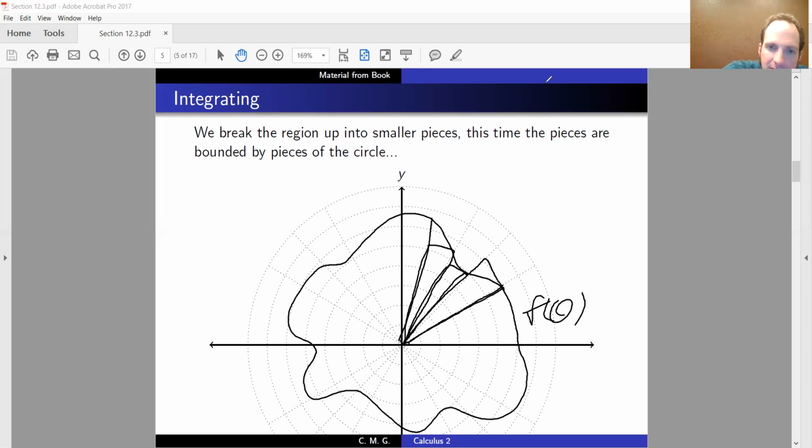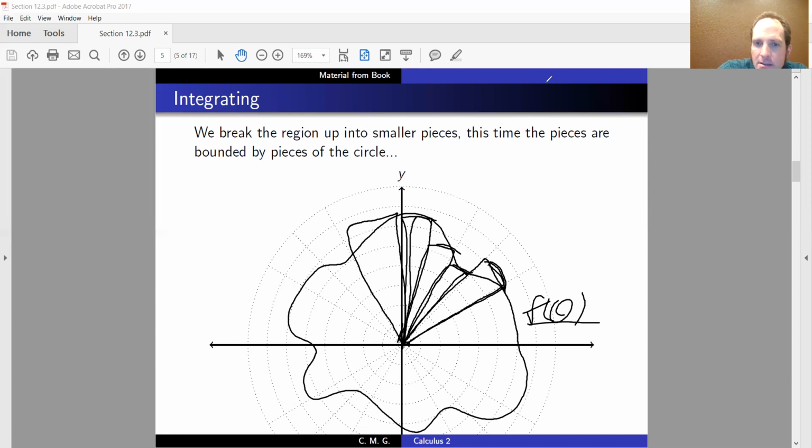This would be what we would call maybe like a left-hand approximation. And so each of these does not have a straight line on the end here. I should be a little more careful there. That's an actual curved line, and so it's a piece of a circle. And the circle has a center 0, 0. Radiuses are determined by f of theta.